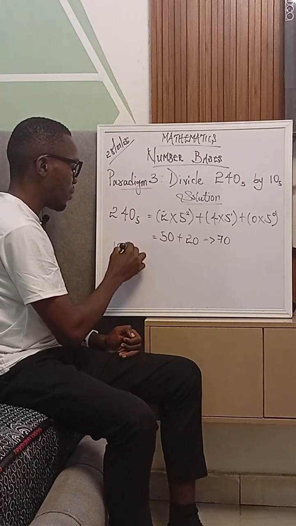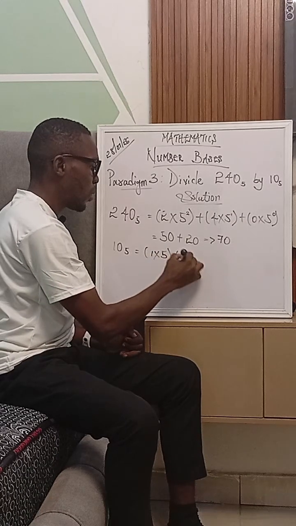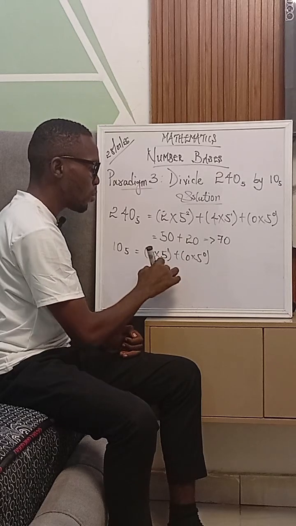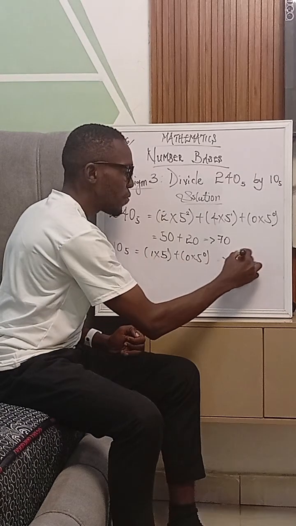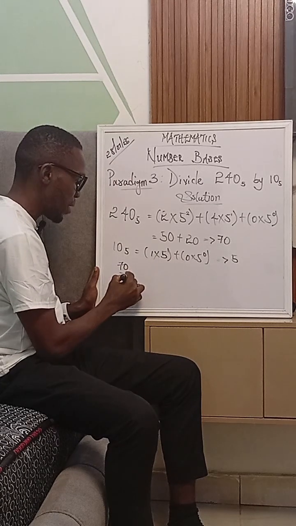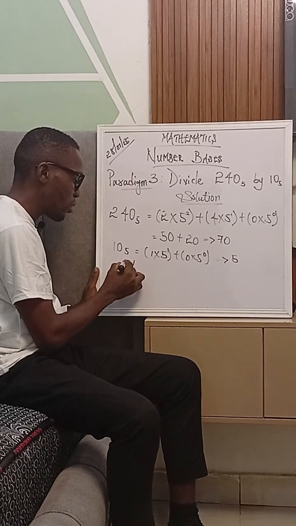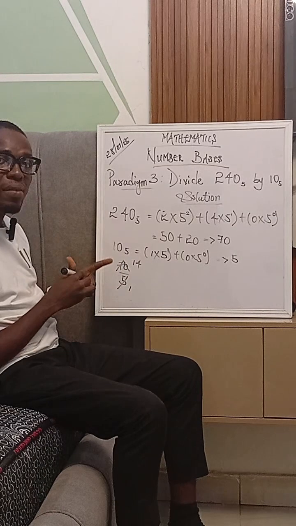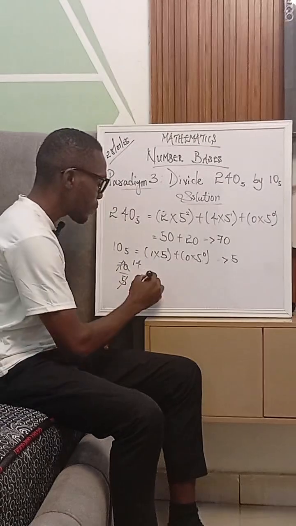Then 10 base 5. If we convert this, we have 1 times 5 and then plus 0 times 5. Here will give us 0, here will give us 1. This will be 5 and this will be 0. So our answer would be 5. So what do we now do? We just check 70 divided by 5. 5 in 7, it's 1, remainder 2. And 5 in 20, that will give us 4. So it means the answer is 14 in base 10.